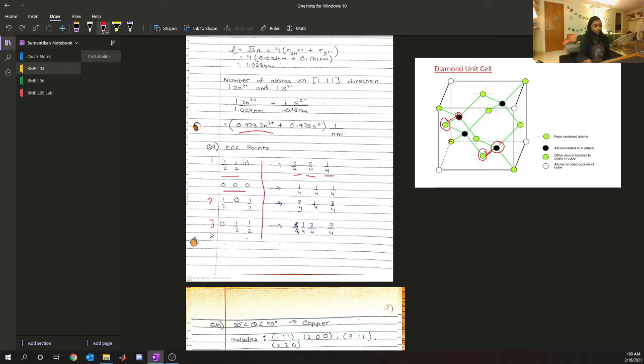Similarly, you have number 3, which is 0, 1/2, 1/2, which is, I believe, if I'm right, this one. And then the closest bonded to that is right here. So you find these pairs, and that's what gives us the points right here.